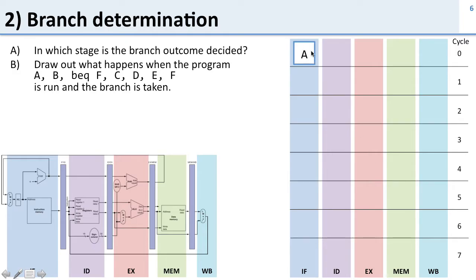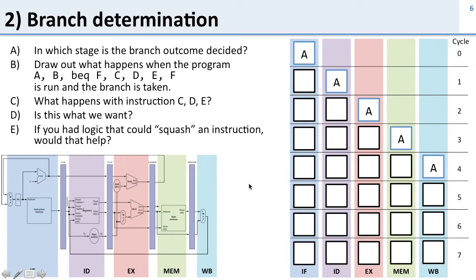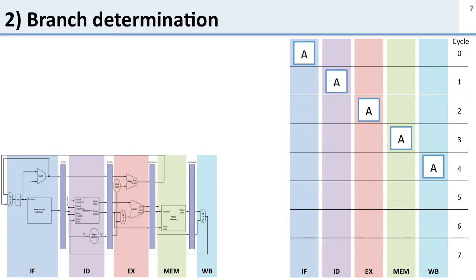So here's instruction A, starts out in cycle 0, and it's in the IF stage. In cycle 1, it moves on to the ID stage, EX, MEM, etc. It goes through the pipeline. You're going to get to fill in the rest of these. So what happens with instructions C, D, and E? Is this what we want? And finally, if you could squash an instruction, would that help? So let's take a look at the solution.